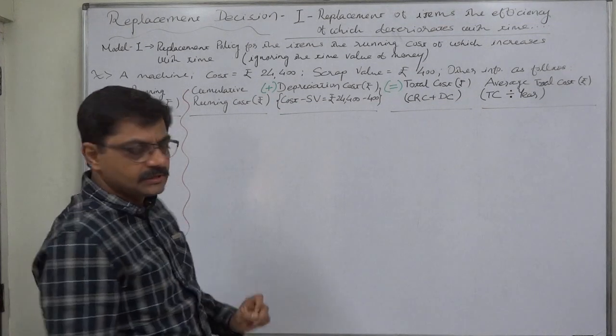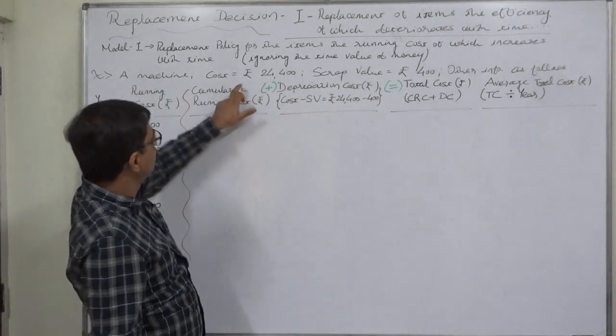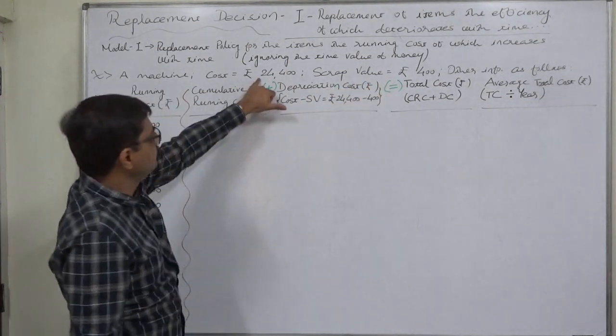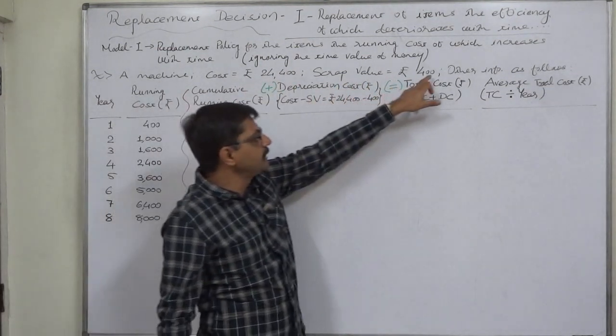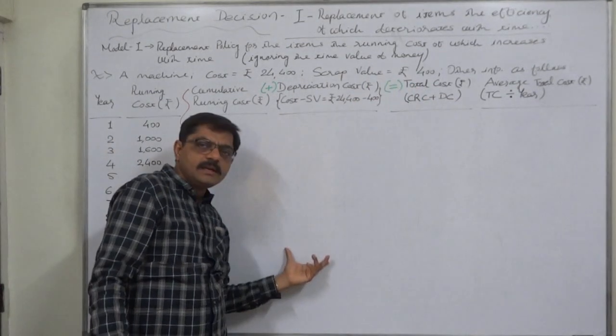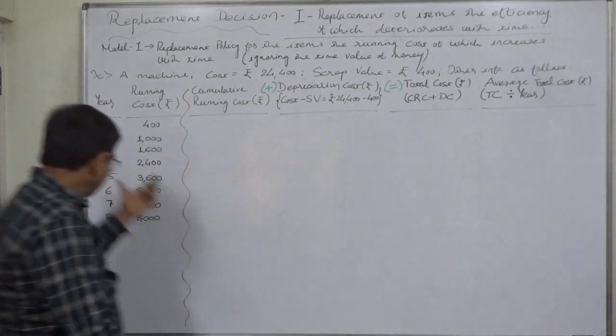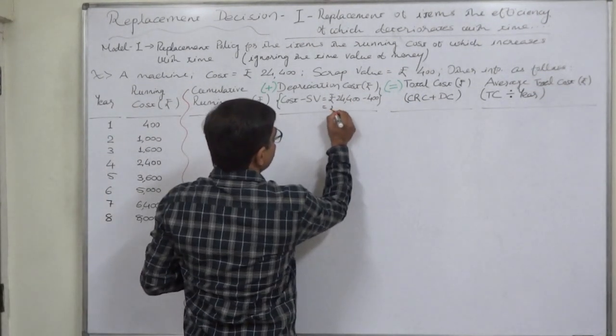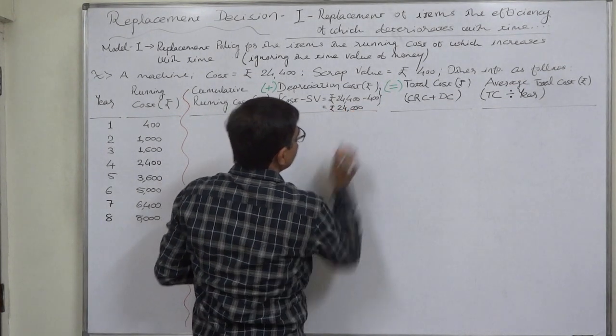What is the depreciation cost? It is cost minus scrap value. In this case, cost is 24,400, scrap value is constant 400. So depreciation cost is going to remain constant for all the span of time, rupees 20,000. Yes, rather rupees 24,000. Sorry.